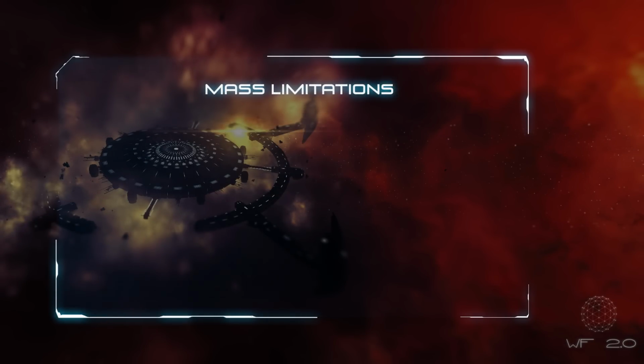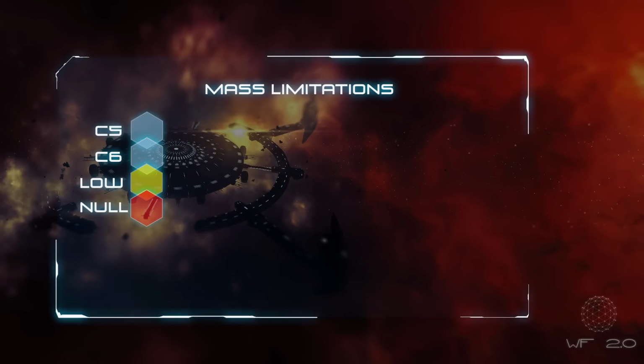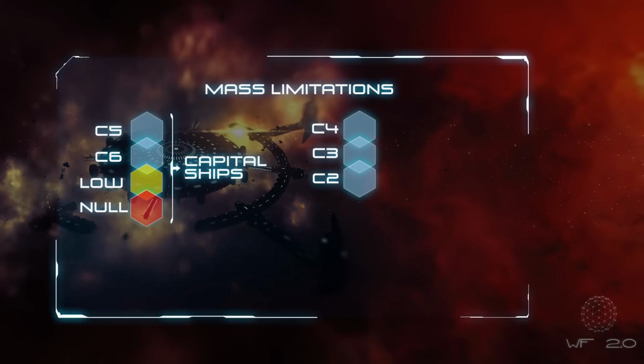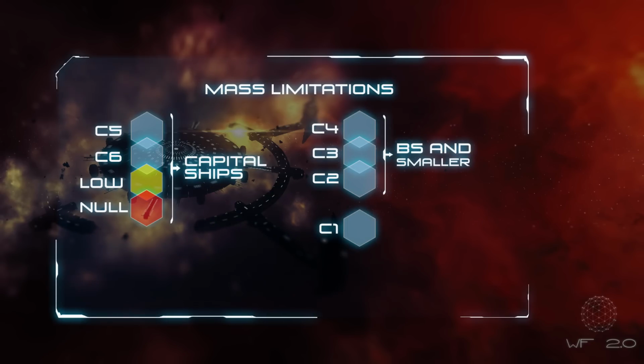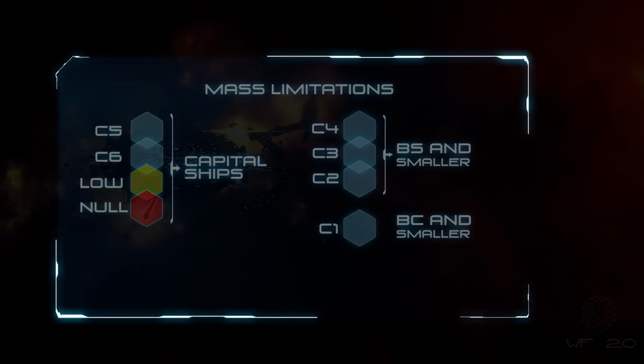All wormholes have certain mass limitations that dictate what kinds of ships can jump through them. Most wormhole connections between C5, C6, low-sec, and null-sec are capable of supporting capital ships jumping through them. Connections in lower class space, 4 and below, do not allow capital ships to pass. Only battleships and lighter ships can transit these connections. Class 1 wormhole connections will only permit battlecruiser or lower weight ships to pass.